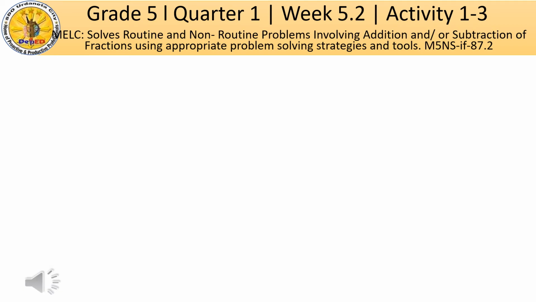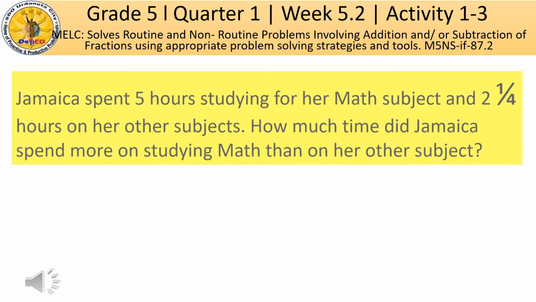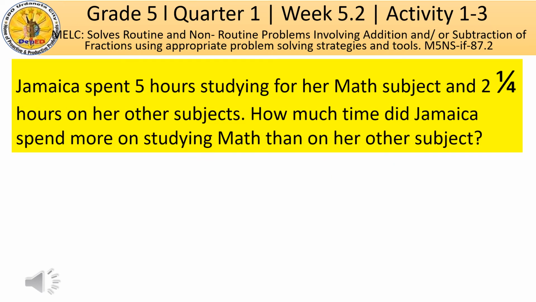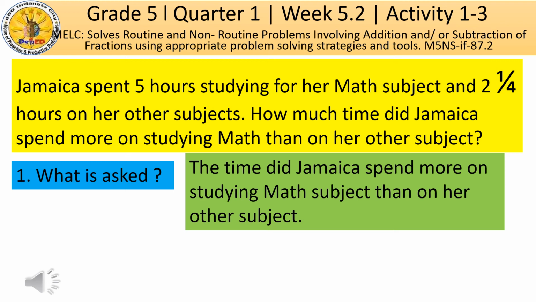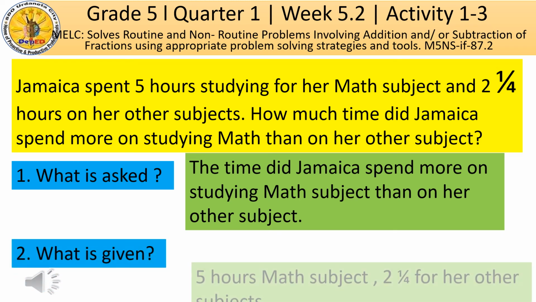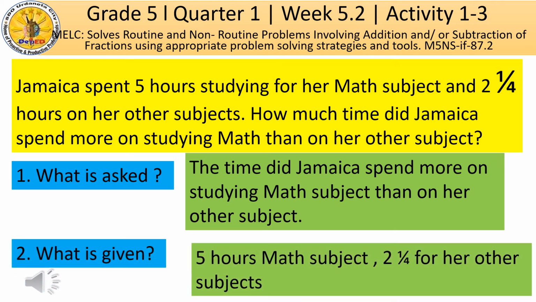For our last example, Jamaica spent 5 hours studying for her math subject and 2 and 1/4 hours on her other subjects. How much more time did Jamaica spend studying math than on her other subject? What is asked? The time Jamaica spent more on studying math than on her other subject. What is given? 5 hours for math, 2 and 1/4 hours for her other subjects.